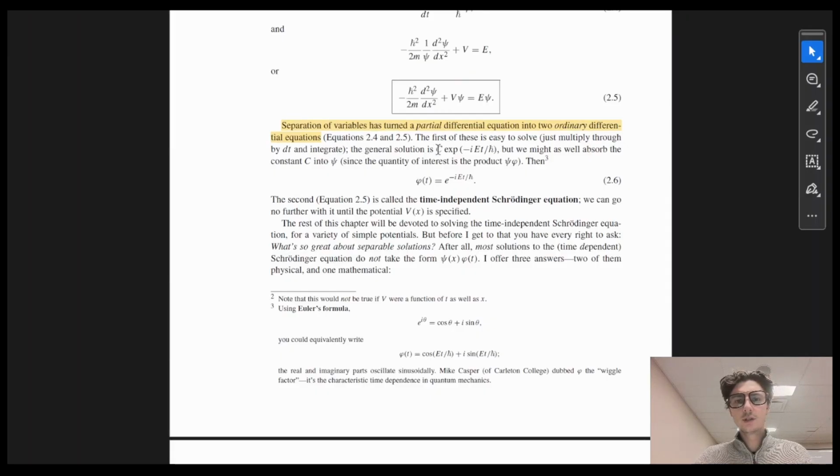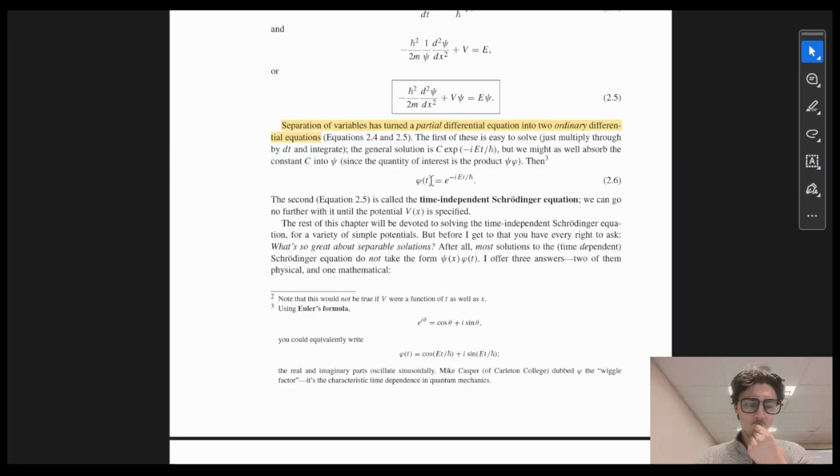The general solution is c e to the power of minus i E t over h bar. But we might as well absorb the constant c into psi, since the quantity of interest is the product psi times phi. Then let's read 3. Using Euler's formula, this one here, you could equivalently write, okay, interesting. The real and imaginary parts oscillate sinusoidally. Mike Casper dubbed phi the wiggle factor. It's the characteristic time dependence in quantum mechanics.